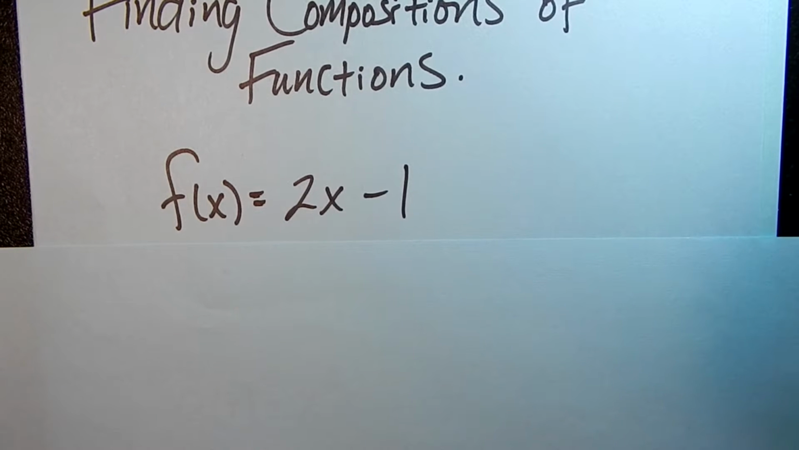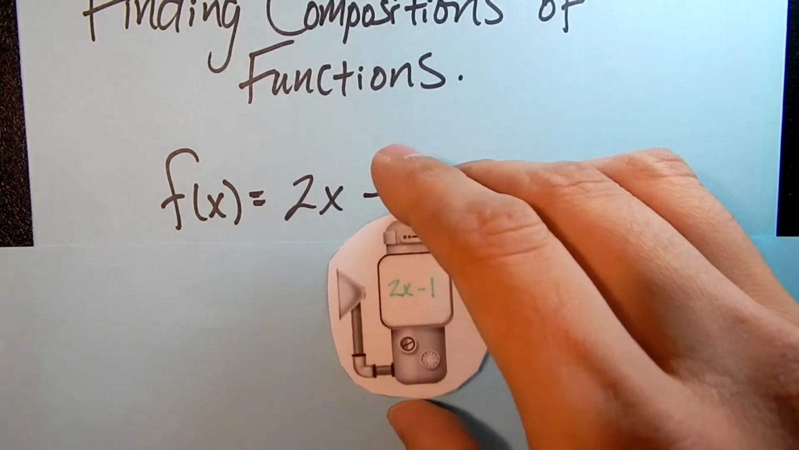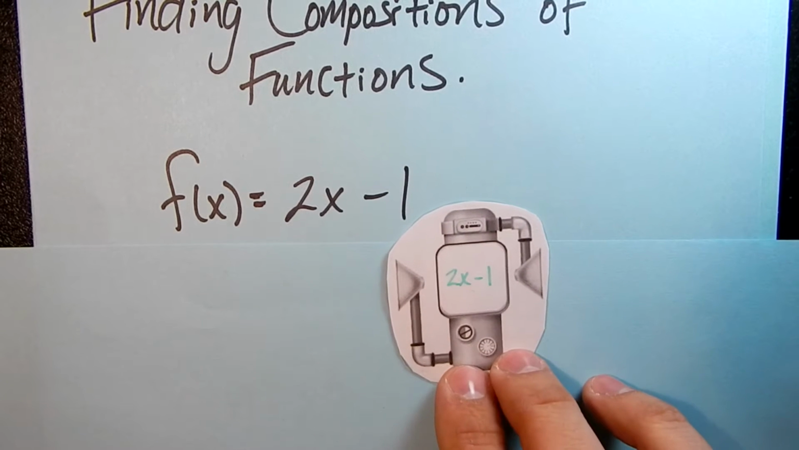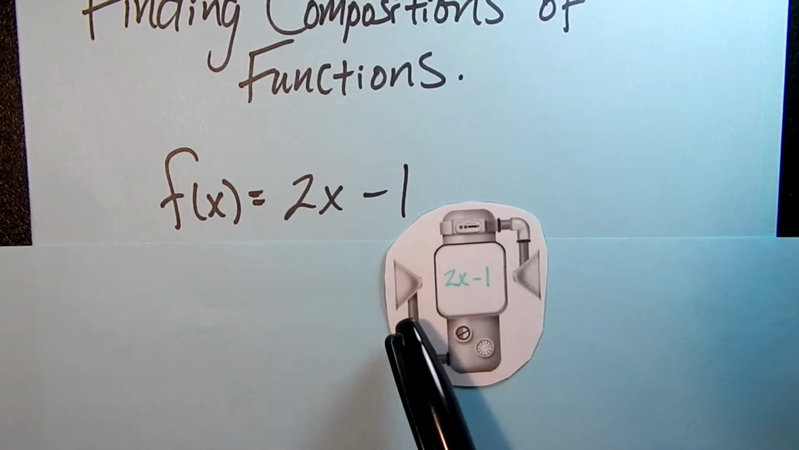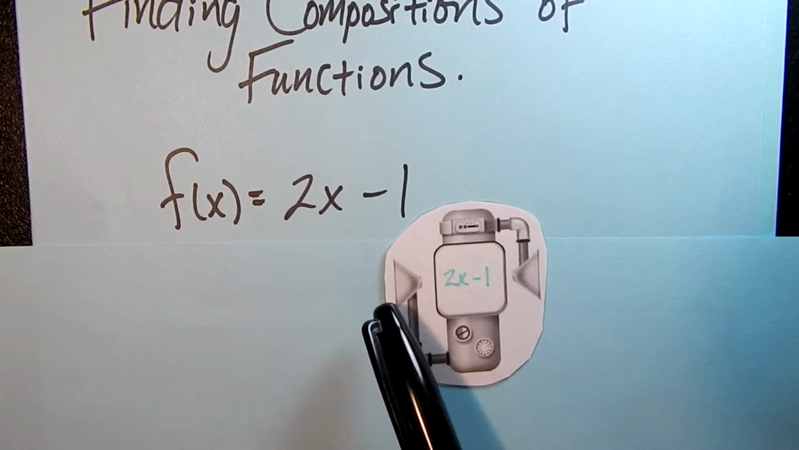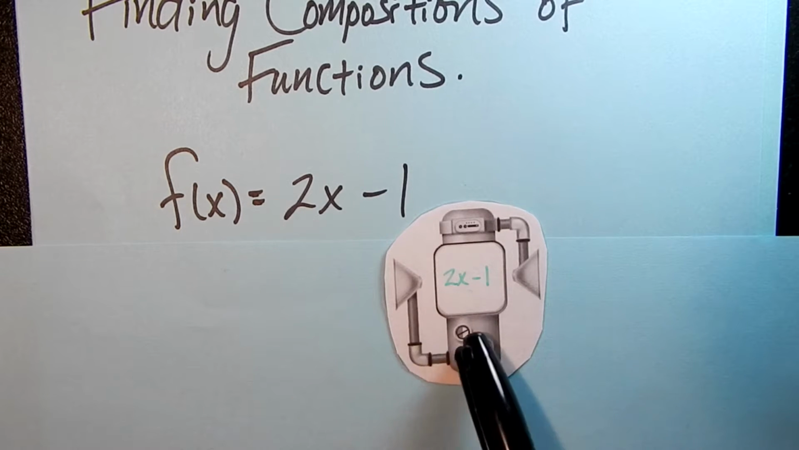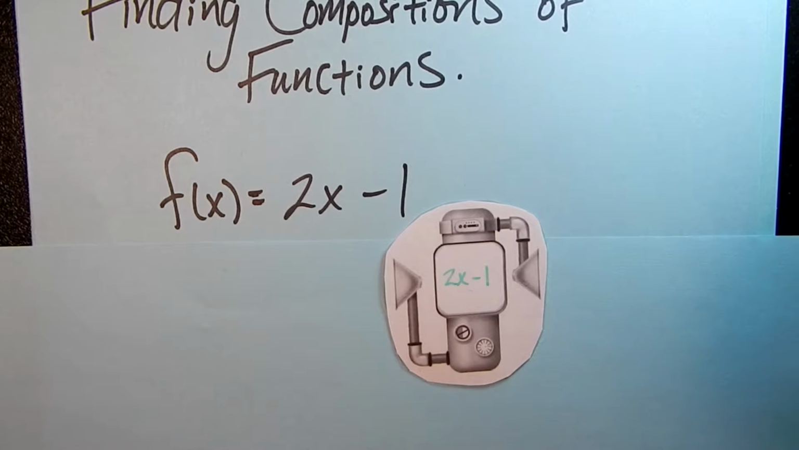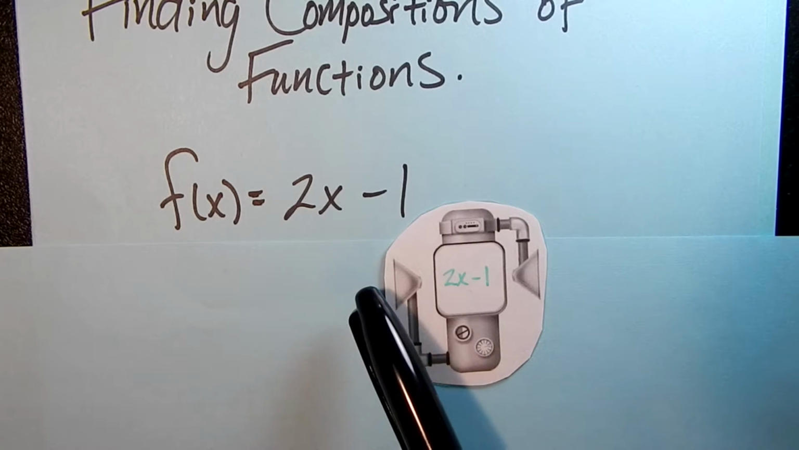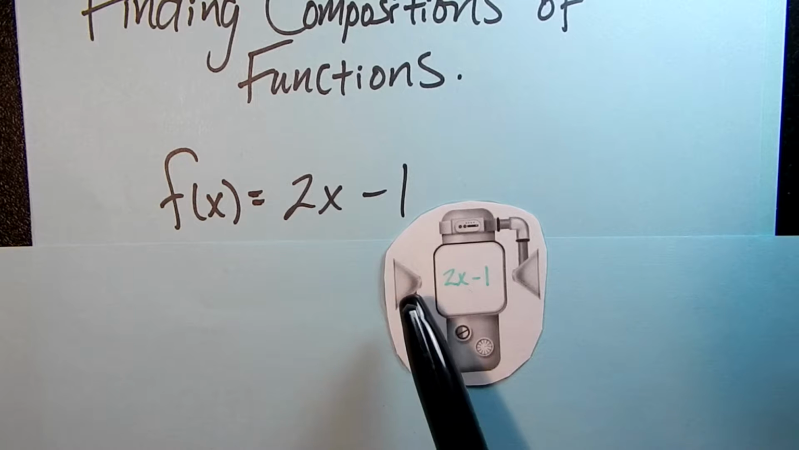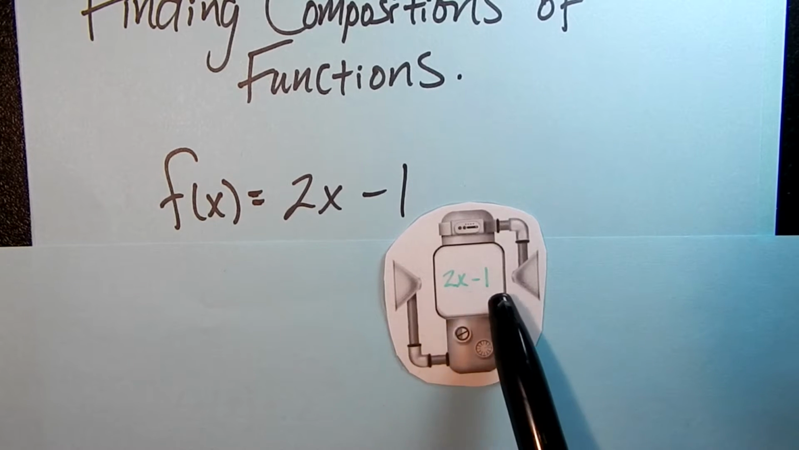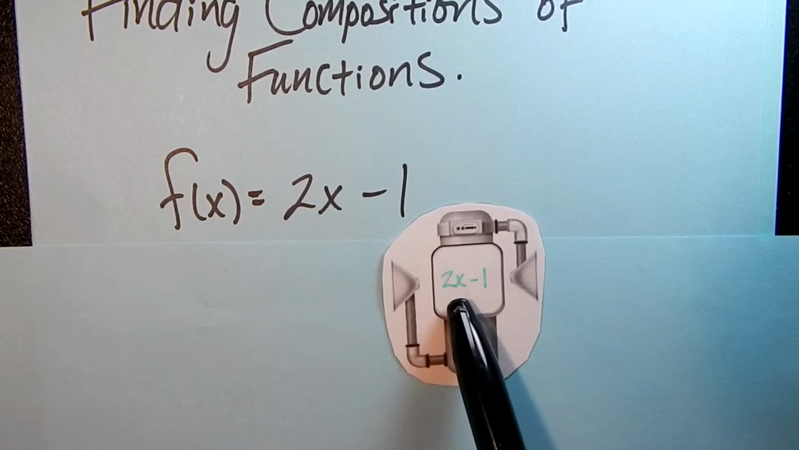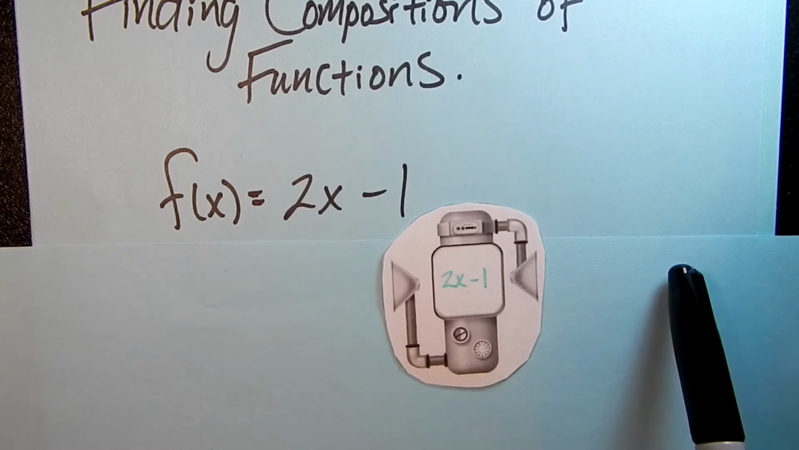Now, a useful way to think about functions is to think about them as some sort of machine that all it does is take inputs in and then output certain numbers. So let's say we put in 4 into this function. This function says I'm going to take my input and double it and then subtract 1. So 4 times 2 is 8, minus 1 is 7. So that would be your output.